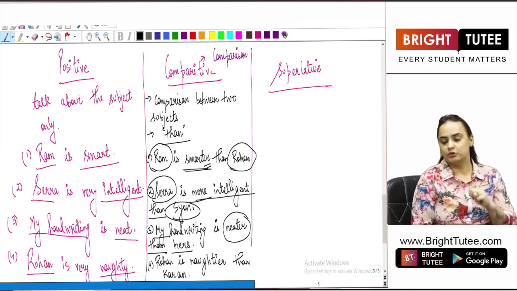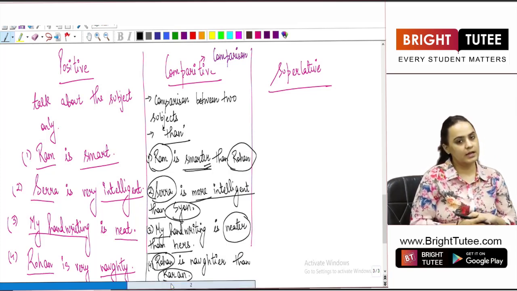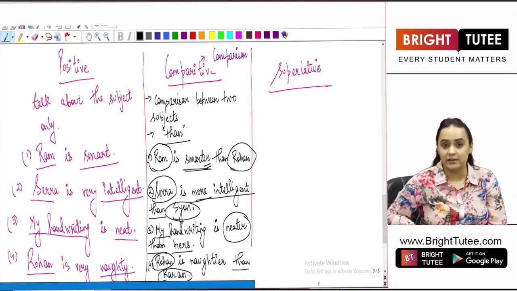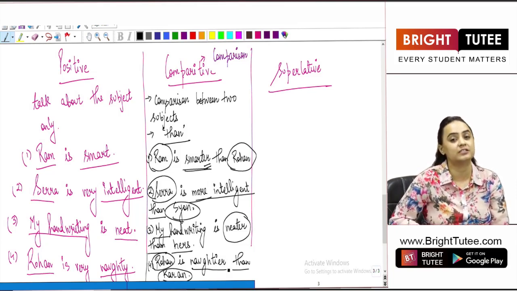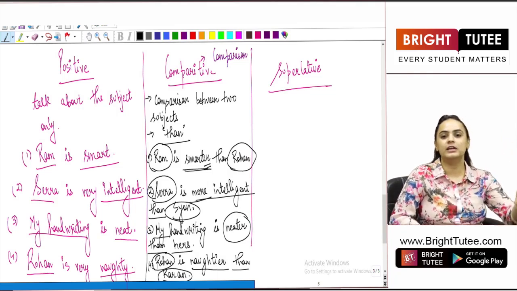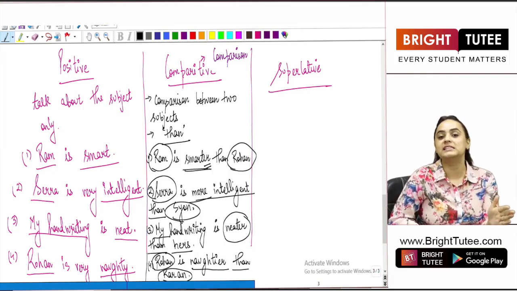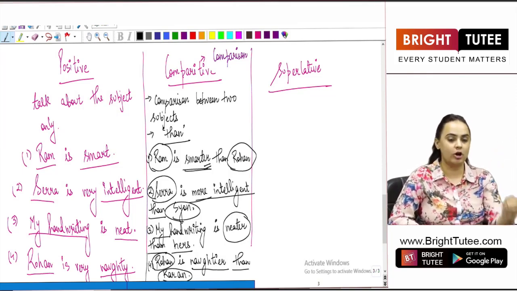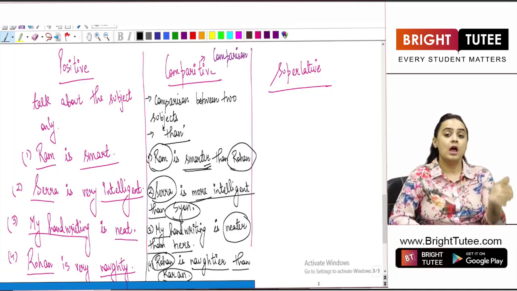Two people, two boys I am comparing here, Rohan and Karan. Since I have used "than", since there is a comparison which is drawn, that is why naughty becomes naughtier. Alright, so in positive degree we only talk about one subject and the adjective remains the same. Intelligent remains intelligent, naughty remains naughty, smart remains smart, beautiful remains beautiful.